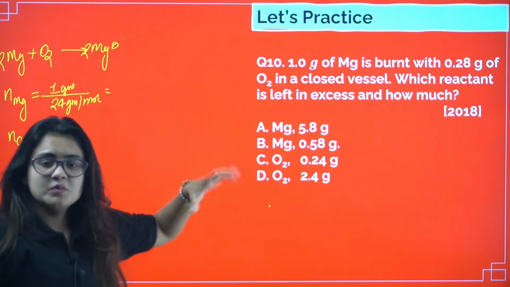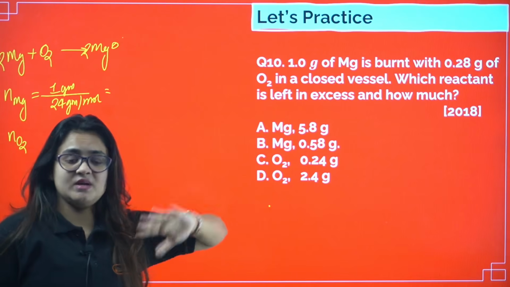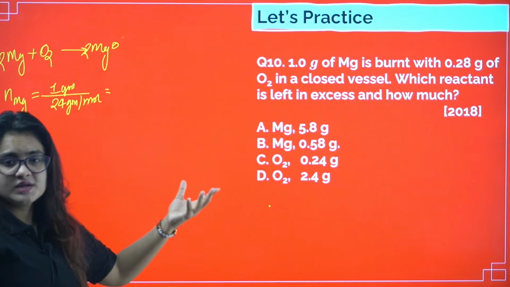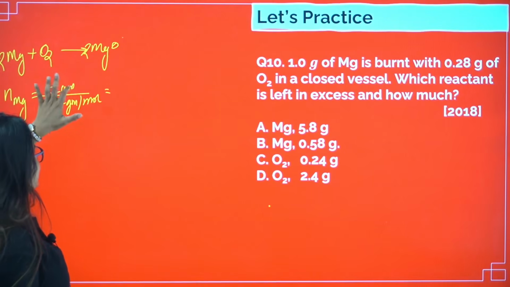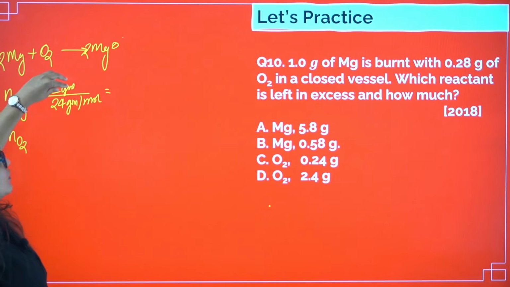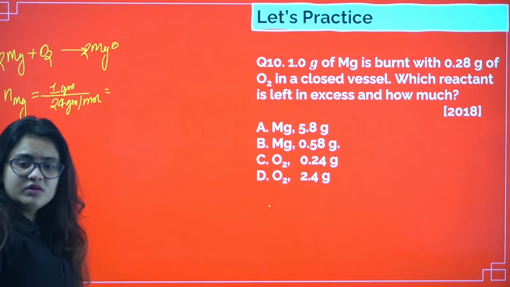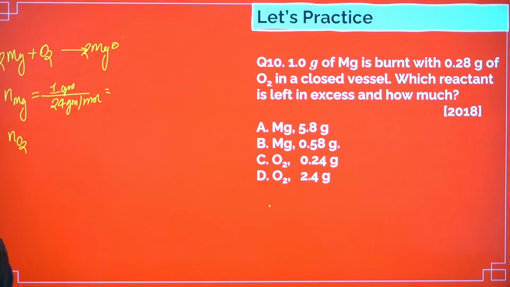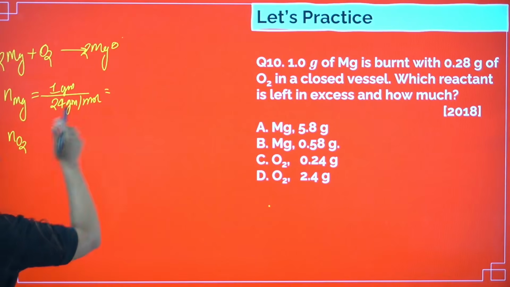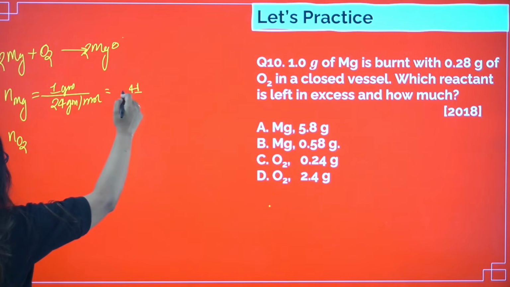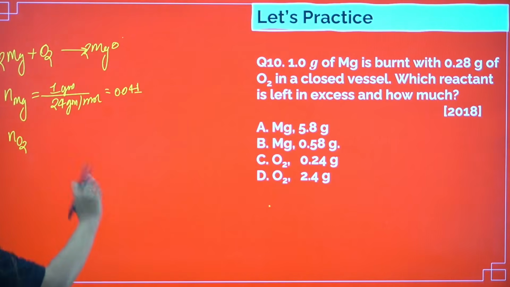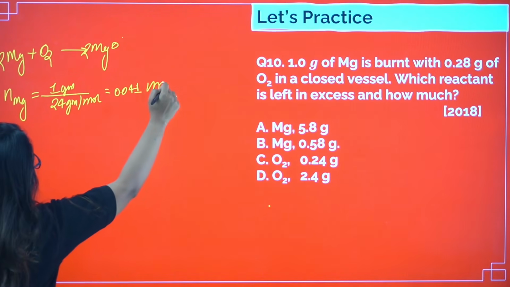Always take the numerator more, by multiplying by 10 power something. If I multiply and divide by 100, there is no issue. So if I multiply this with 100 and divide with 100, the numerator becomes more. We can adjust the decimal later. If you do this, your answer is going to be 0.041. So this is the number of moles.